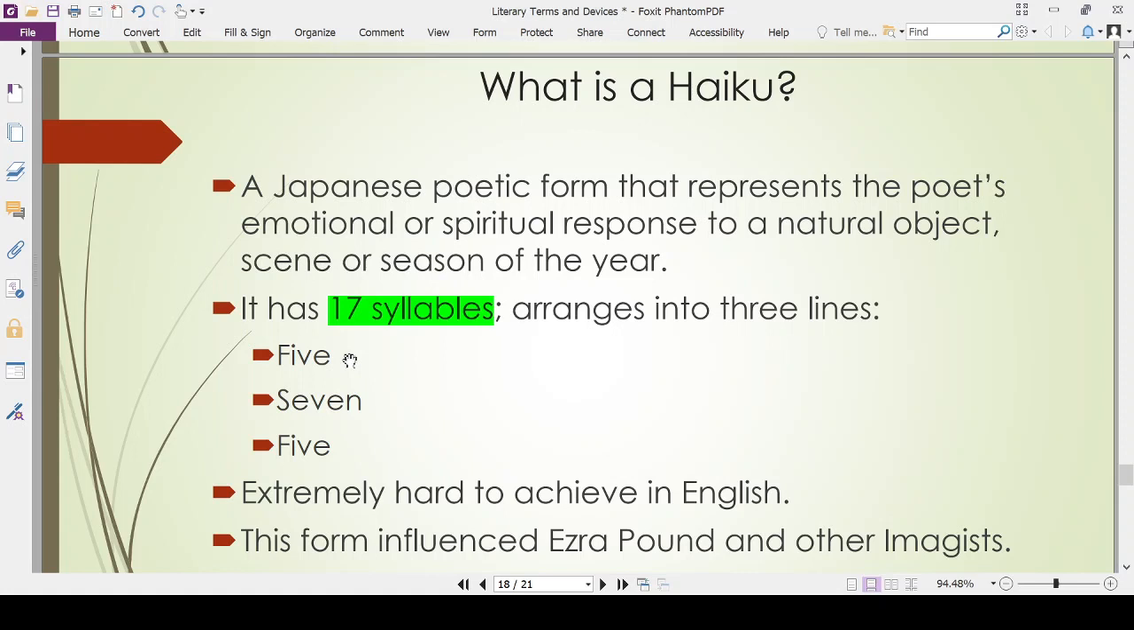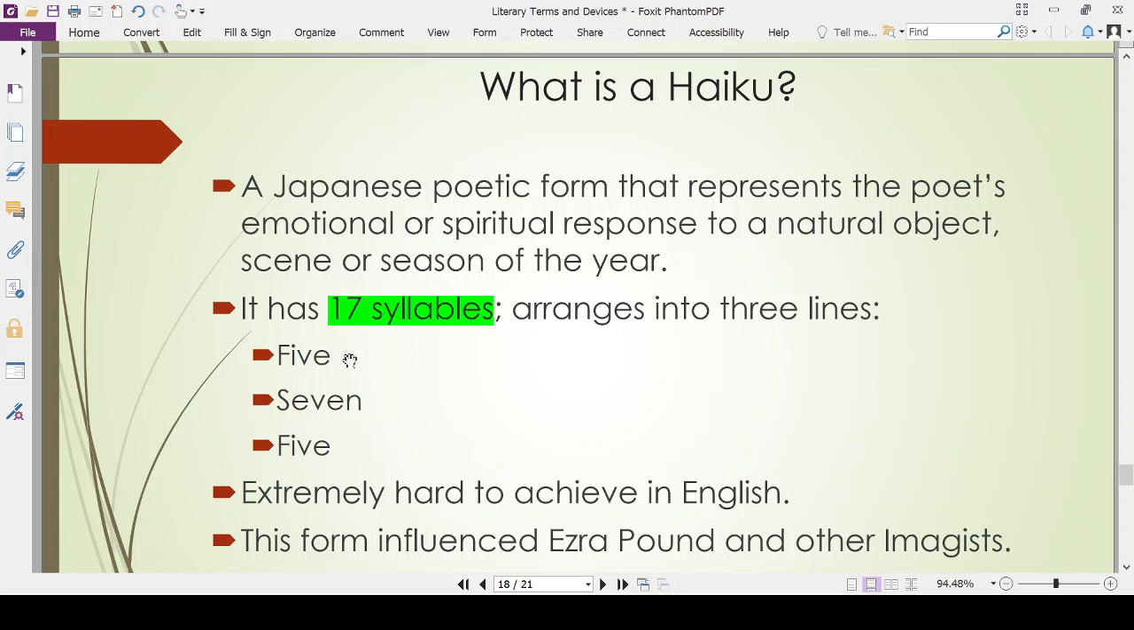Now, just keep in mind that this was traditionally written in Japanese, and in Japanese, achieving this was actually quite easy. However, it is extremely hard to achieve in the English language, and that's why the English practitioners of the form usually look at these rules quite loosely.